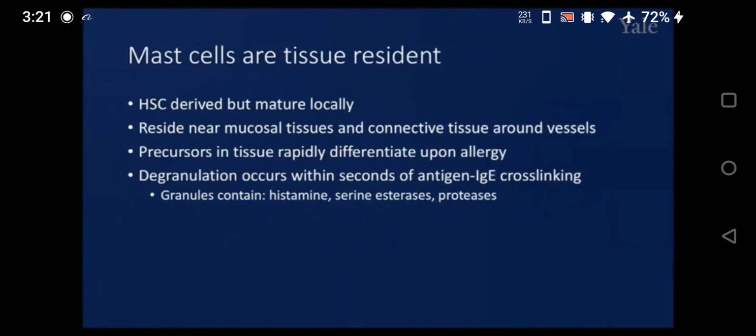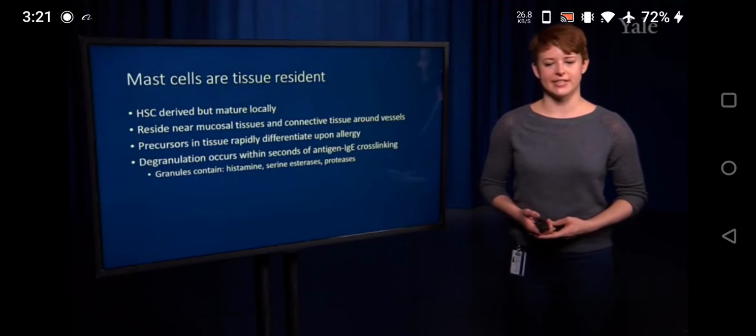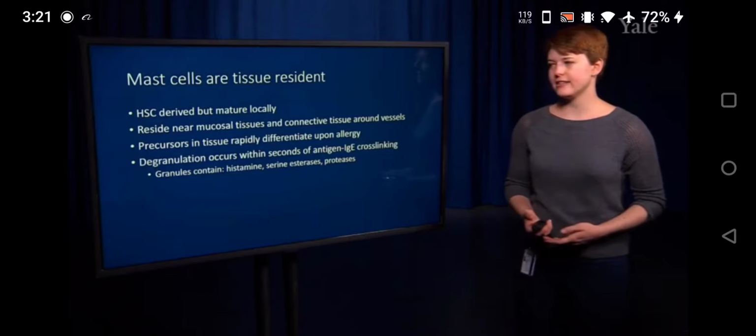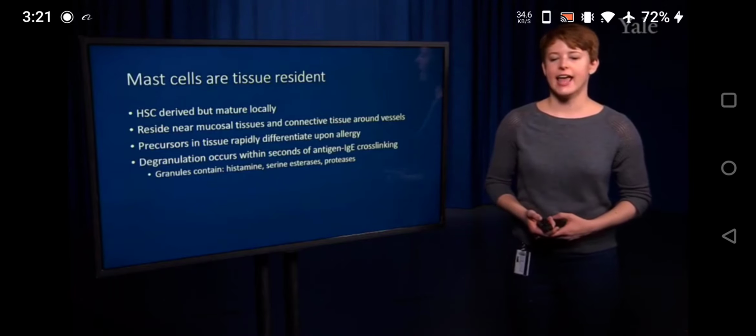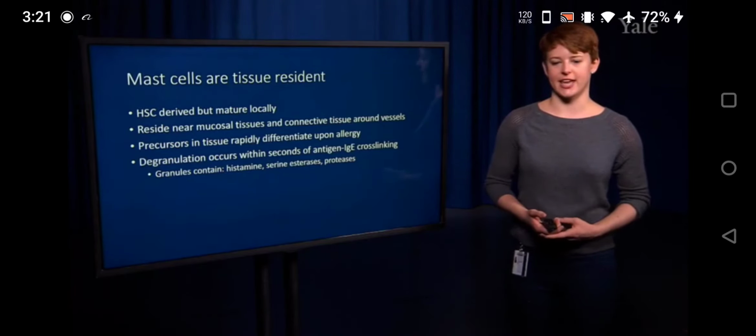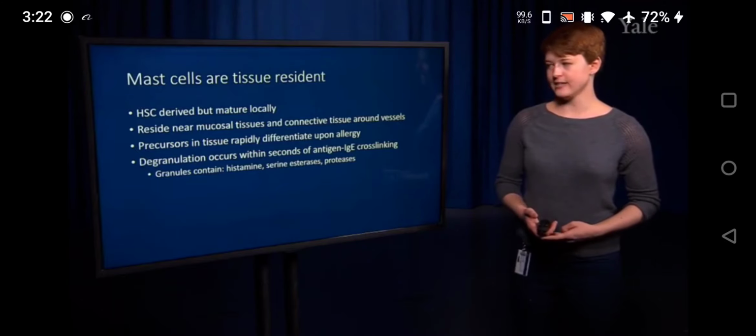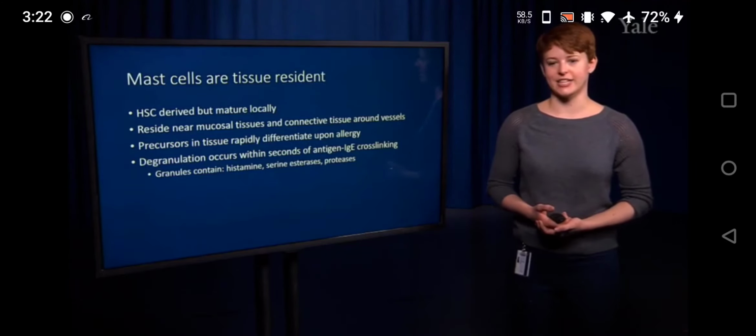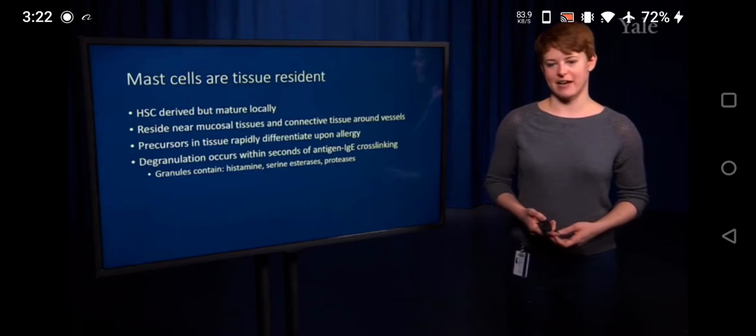Okay, so mast cells actually are developed from the hematopoietic stem cell niche, but they mature locally in tissues. They're tissue resident. They also reside near barrier tissues such as the mucosa or around blood vessels. And it seems that these mast cell precursors actually can reside in the tissue before differentiating, and they will very rapidly differentiate into full mast cells upon an allergic response. And degranulation of mast cells actually occurs within seconds of an antigen IgE cross-linking. And this is particularly fast because that IgE is already bound to the surface of mast cells.